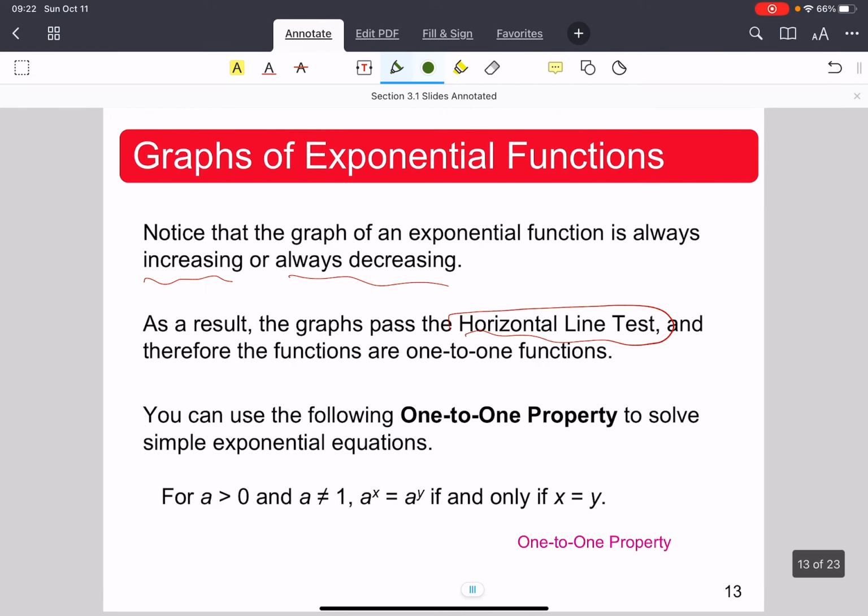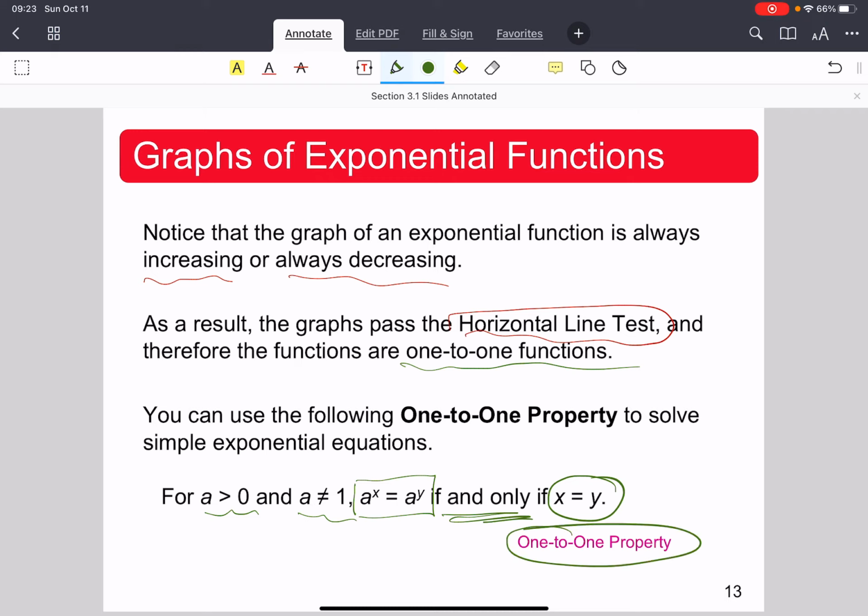So for that reason, exponential functions pass the horizontal line test, meaning they're always one-to-one. And then one-to-one is very useful for algebraic stuff. We're not gonna do too much of that, but I'll probably do a little bit of it. But if you have problems like, you know, a positive, a is not 1, then a to the x equals a to the y if and only if x equals y. So if you have two exponentials that are equal, then their exponents must be the same thing. So this is due to the one-to-one property.